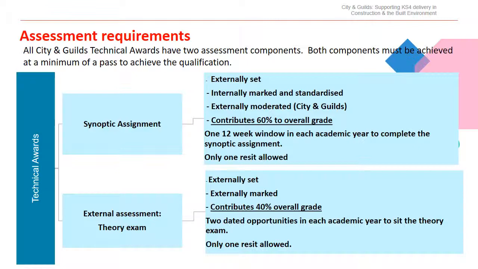The second part of the assessment is the theory exam. This is externally set by City and Guilds, externally marked by City and Guilds, and contributes to 40% of the overall grade for the qualification. There are 2 dated opportunities in each academic year to sit the theory exam, and there's only 1 resit allowed.